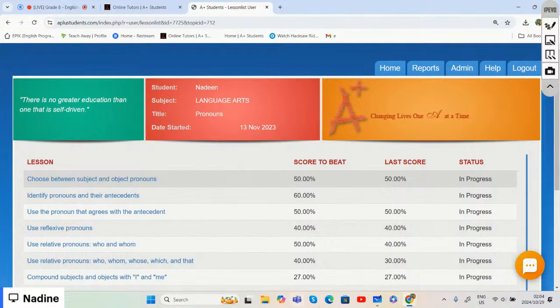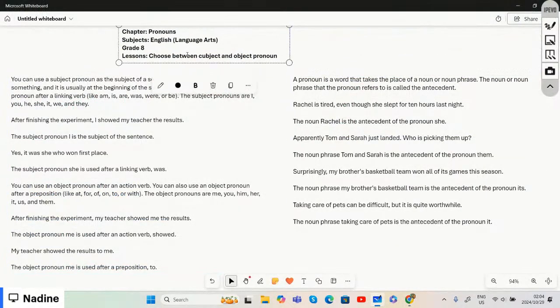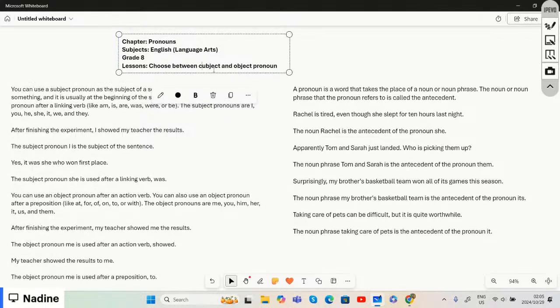All right. So our chapter is pronouns. Our subject is English language arts. We're doing grade 8. And the lesson that we are going to be doing under the chapter of pronouns is to choose between the subject and object pronoun.